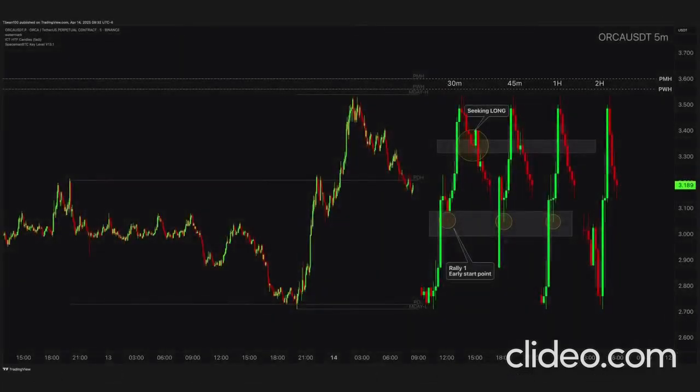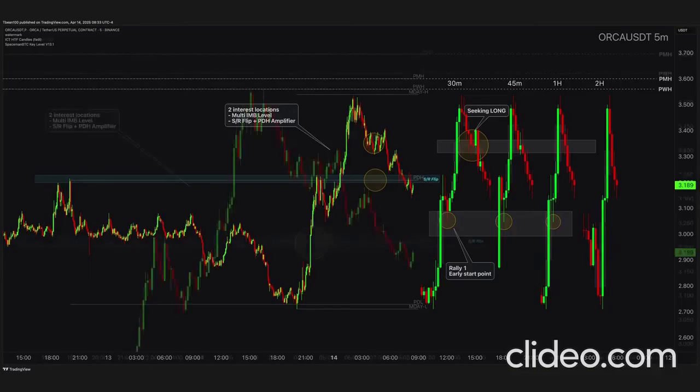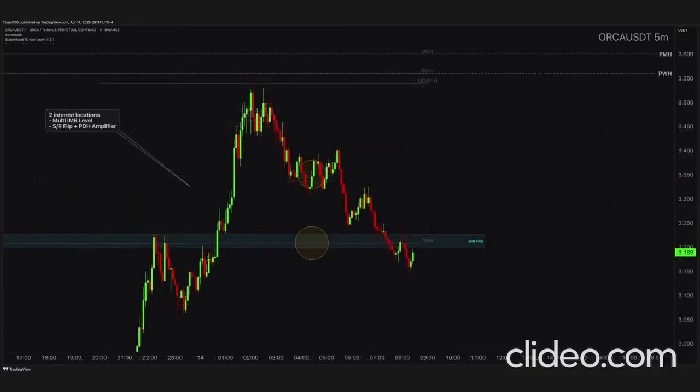When I opened the 5-minute time frame on the left, I noticed two things. First, the support and resistance flip location with the previous day high amplifier. And secondly, our classic multi-level imbalance location above. So, all in all, I had these two significant price action locations to trade. Two trade chances. So what did I do?